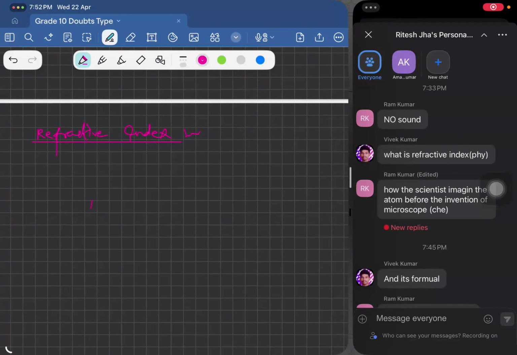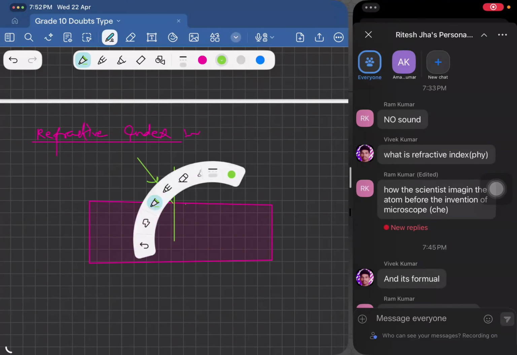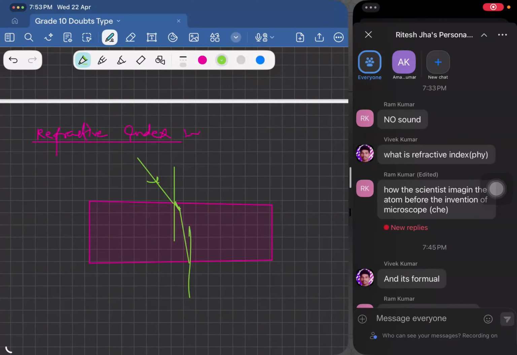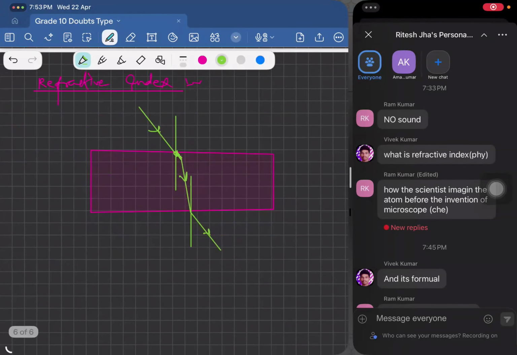Now, sometimes not the entire light goes through the given substance. Suppose here is the light coming. Now the light bends. Why does it bend? Because it is meeting a medium with different density. That's why it bends. Now, how much is it bending? That depends on the velocity of the light in those media. You're getting it, right?